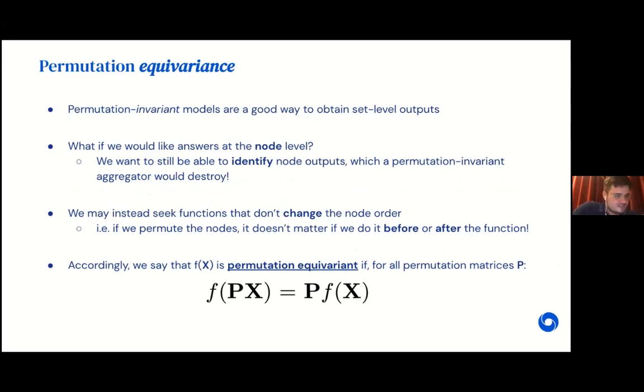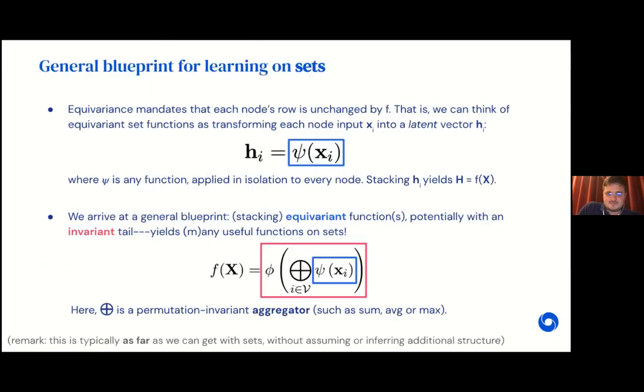So instead, what we might want to seek are functions that do not change the order of the nodes, but otherwise might give us different results for different orders. And specifically, if we permute the nodes, it shouldn't matter if we do it before or after applying our function, which gives us the notion of permutation equivariance. Once again, directly following the blueprint, a function f is permutation equivariant if no matter what permutation matrix I choose, it doesn't matter if I apply it to the input or I apply it to the output. I should get exactly the same results.